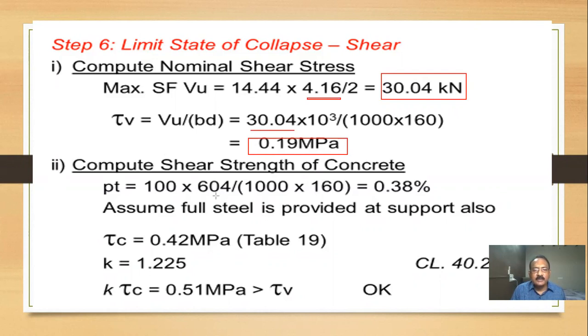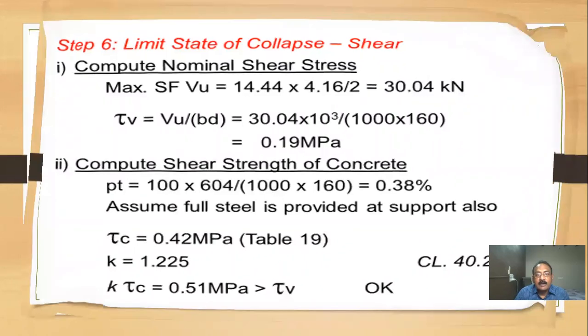Shear strength of the concrete itself we have to calculate. The percentage of steel equal to what you provided just now. We observed 604, so that is 0.38%. Assume from Table 19, as we discussed, K equal to 1.22, and this calculated tau_c should be greater than tau_v. So hence this structure is on the safe side. If it is less than tau_v, you have to redo it and increase the depth of the slab, and you have to redo all the calculations.